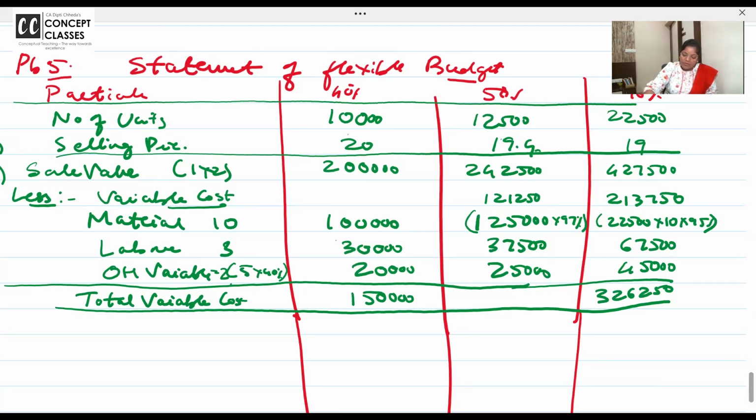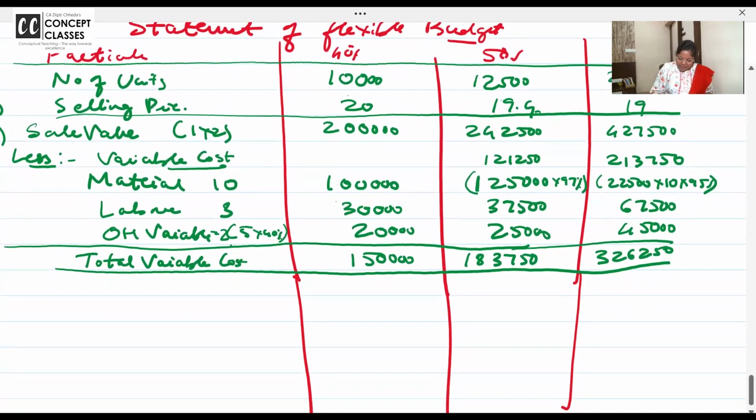And the middle one is 121,250 material plus 37,500 labor plus 25,000. Easy. किसी को लग रहा है हम जॉब बैच कॉस्ट शीट कर रहे हैं तो वही से. Sales minus the variable cost you can write as contribution. Then we'll get the fixed cost. It looks good. You can take directly the fixed cost also.